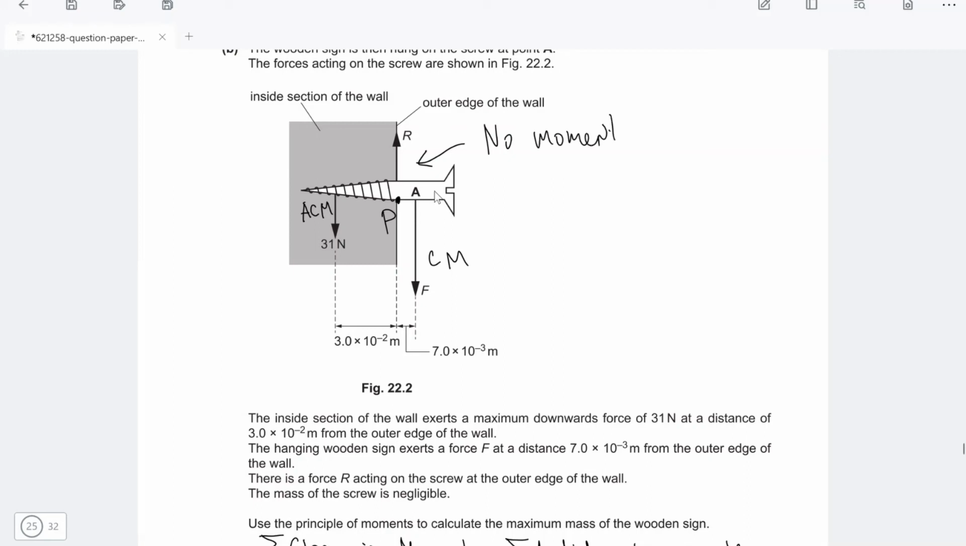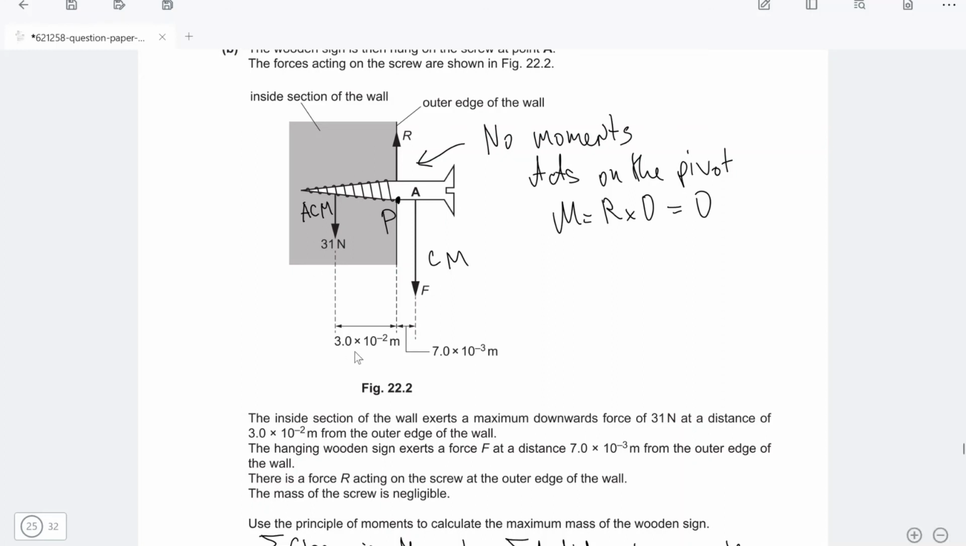The reason for that is because the force R is acting on the pivot. Another way to think about it is a moment is force times distance, so it's going to be R times the perpendicular distance to the pivot, which is 0, so the moment of that force is going to be 0.